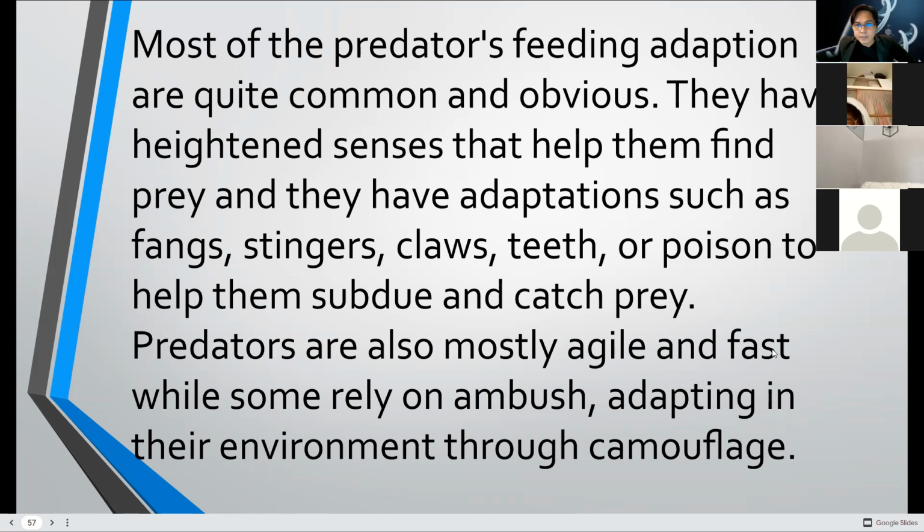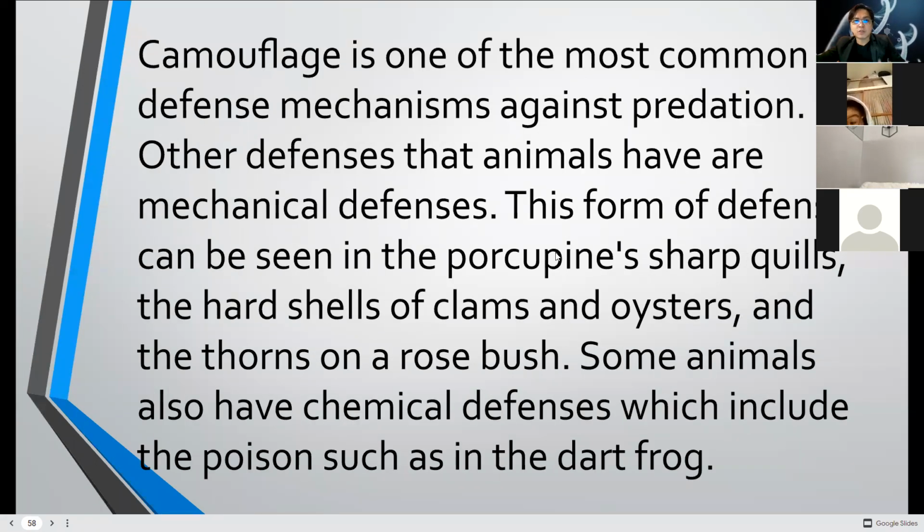Okay. One example of the defense that the prey usually do is the mimicry. Okay, let's move now to the mimicry. They tend to look like a branch of a tree or a leaf in order to what? Escape from these predators. Camouflage was a common defense mechanism of predation. Yes. Other defenses of animals are their mechanical defenses.